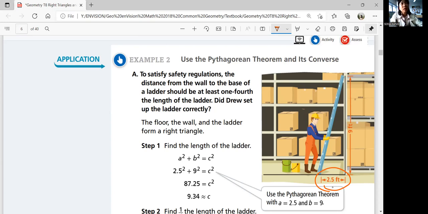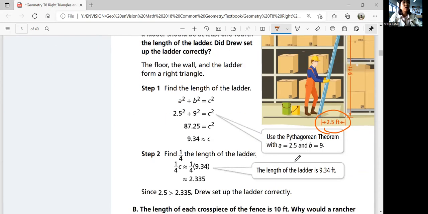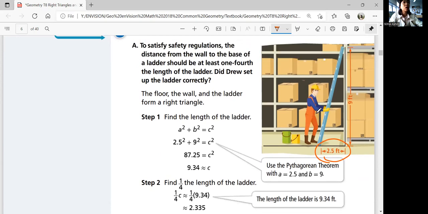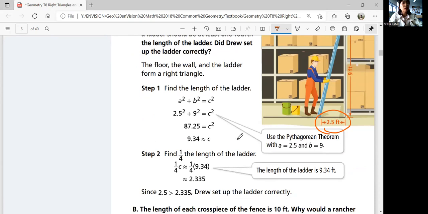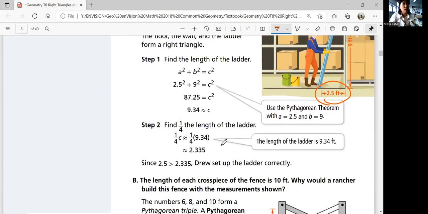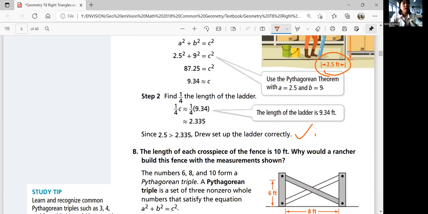And the question is, did you set up the ladder correctly? So in other words, is 2.5 at least 1/4 of the length of the ladder, which is 9.34? Okay, so find 1/4 of the length of the ladder. That's 2.335. Is 2.5 greater than or equal to that? Yes, so he set up the ladder correctly and it's safe. Okay, so that is the final answer.